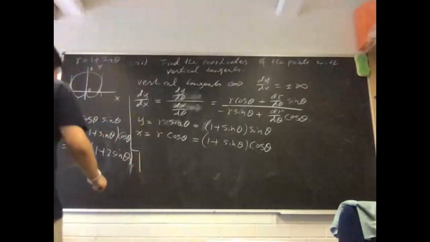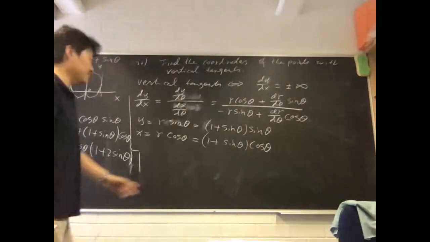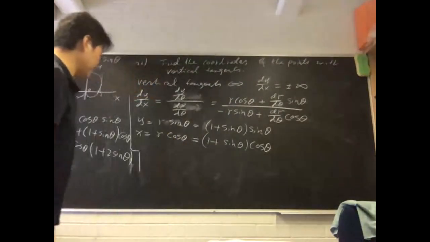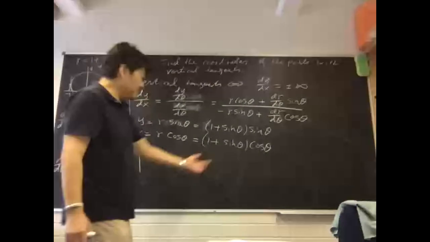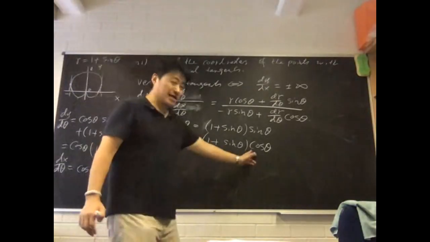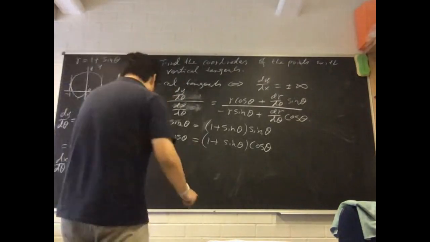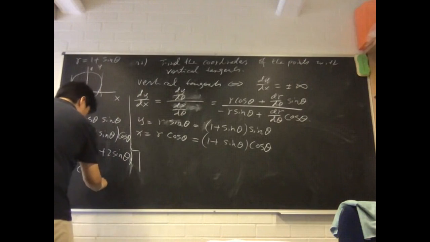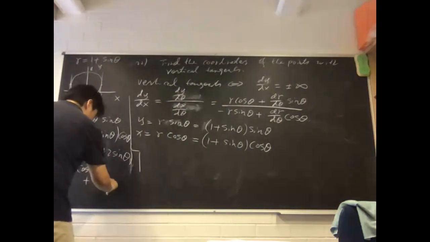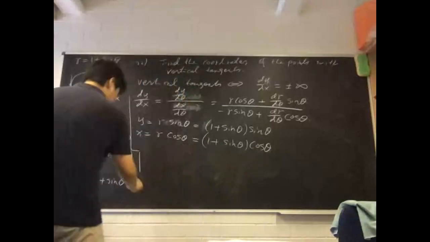So dx/d theta. Then I need to differentiate this with respect to theta now. So the derivative of the first, which is cosine theta, multiplied by cosine theta, so I get cosine squared theta, plus the first times the derivative of the second, which is minus sine.